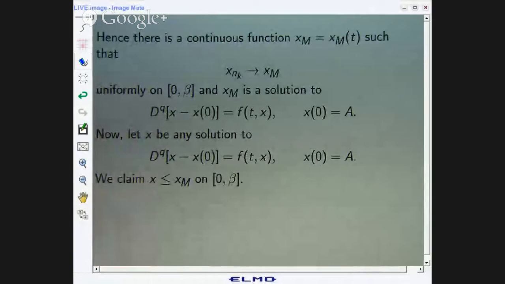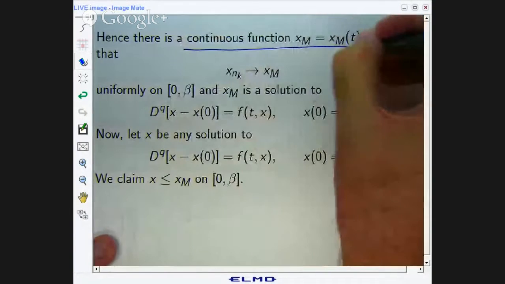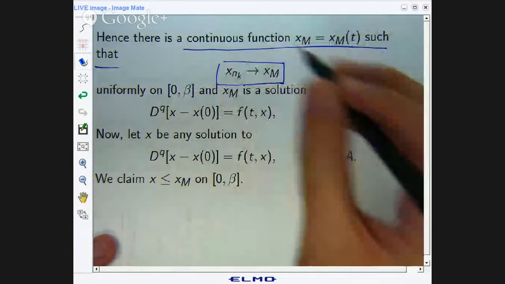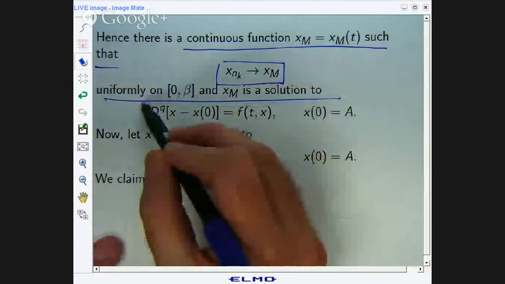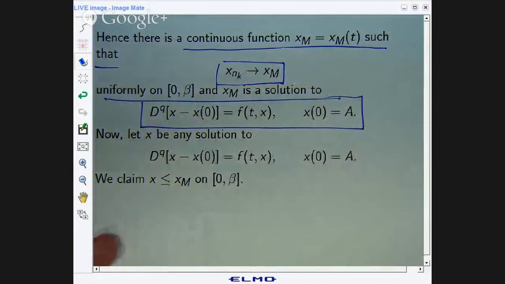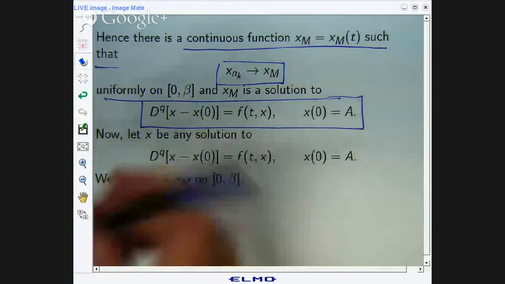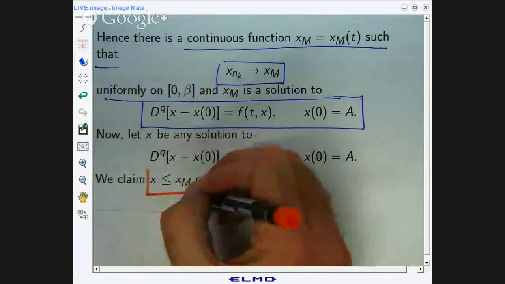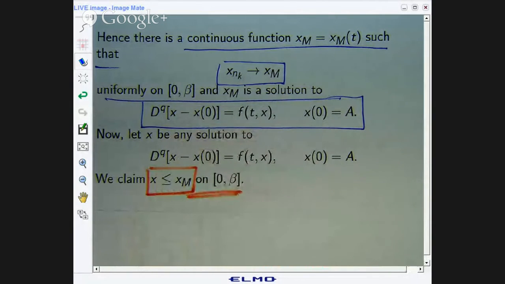All right. There is a continuous function such that this holds, and this x sub m is a solution to our original problem. Okay, what we want to do now is show that x sub m lies above all the other solutions to our original problem on this interval. So how do we do that? Well, what haven't we used yet? We haven't used the comparison theorem that I proved before this main theorem. So now it's the place where we're going to use this comparison theorem.